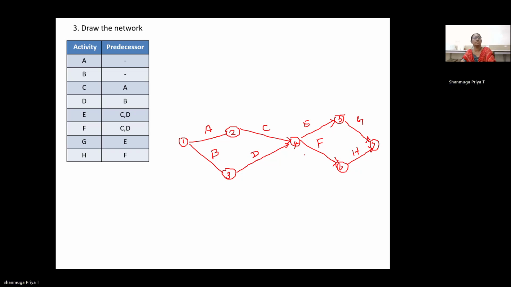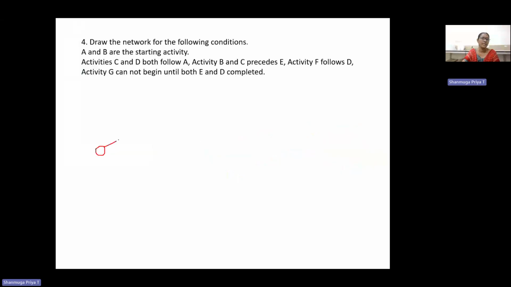This is also a condition-based problem. Here A and B are the starting activities, so we can draw like this. They mentioned that A and B are both starting activities, so simultaneously they will start. So A is the one activity.